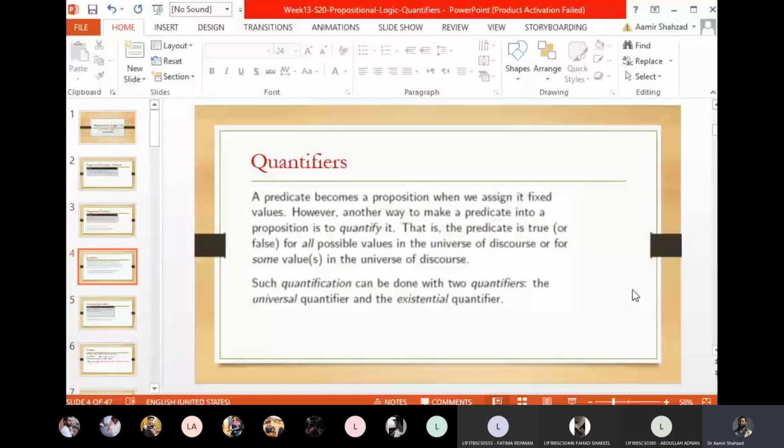ये स्टेटमेंट ट्रू कब होगी? अगर तमाम प्लेयर्स 40 साल से कम एज के होंगे. If we could find even a single player who is more than 40 years of age, then we can say this statement is not true, because there is a player who is more than 40 years of age. लेकिन अगर तमाम players less than 40 years of age हैं, फिर जो हमारी ये statement है, all players in the team are less than 40 years of age.